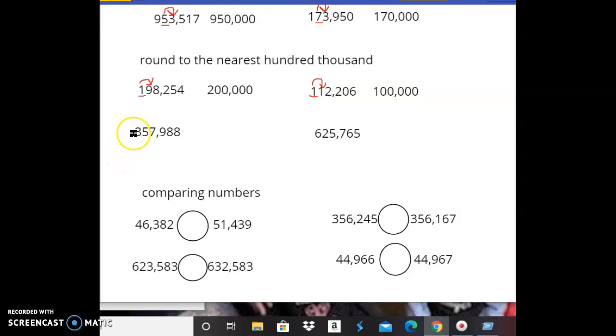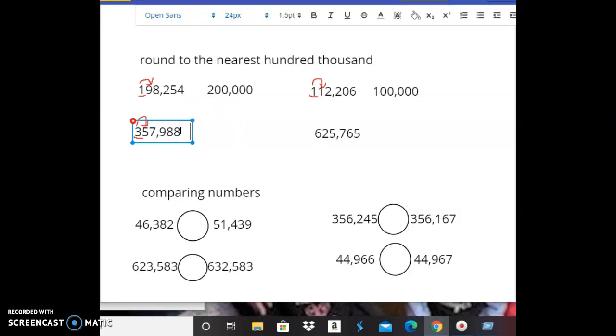Here we have a 3 in the 100,000s place. We're going to go next door to the 5. So the 5 or more, let it soar. So that 3 is going to soar up to a 4, and everything else to the right becomes a 0.